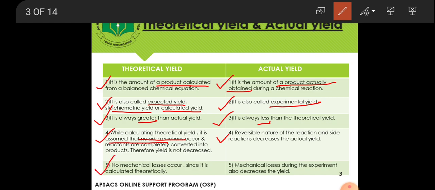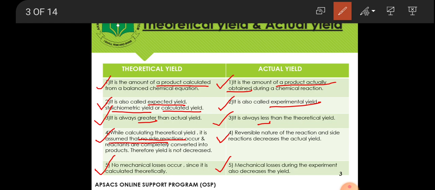Theoretical yield, point number 5, no mechanical losses occur since it is calculated theoretically. In calculating the amount of product, no mechanical losses take place, no loss of substance occurs. Actual yield, point number 5, mechanical losses during the experiment also decrease the yield. Loss of substance can take place during the experiment.